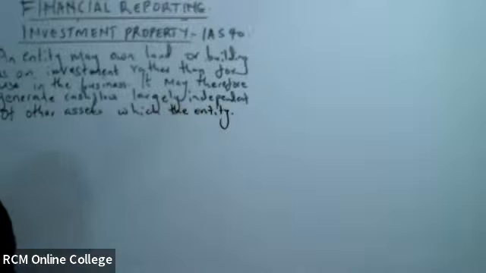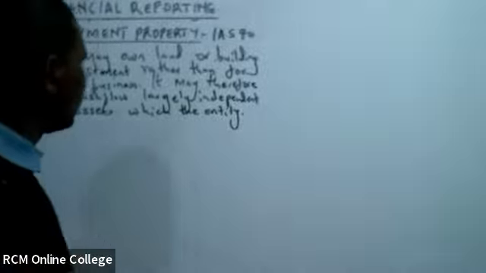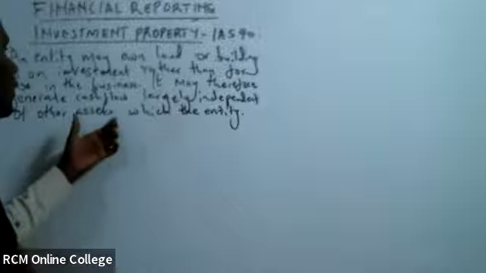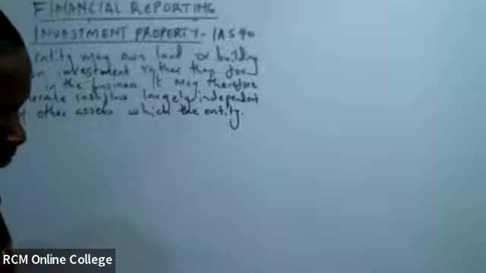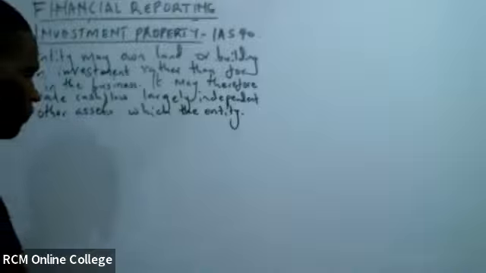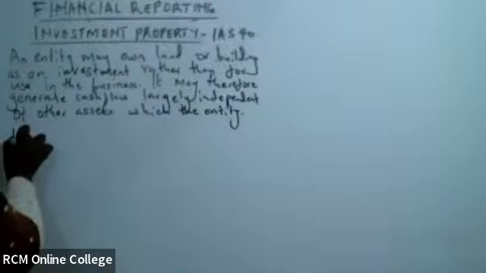So even the cash flow that we're getting from the entity is different. It's independent from what? From other assets that the entity has.